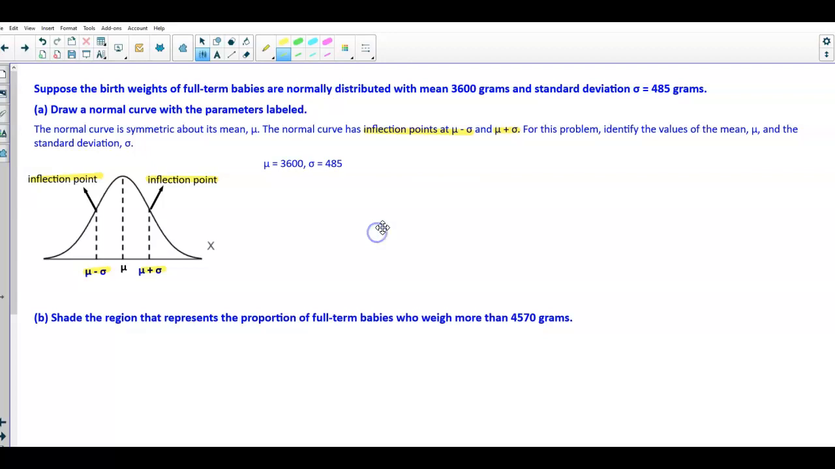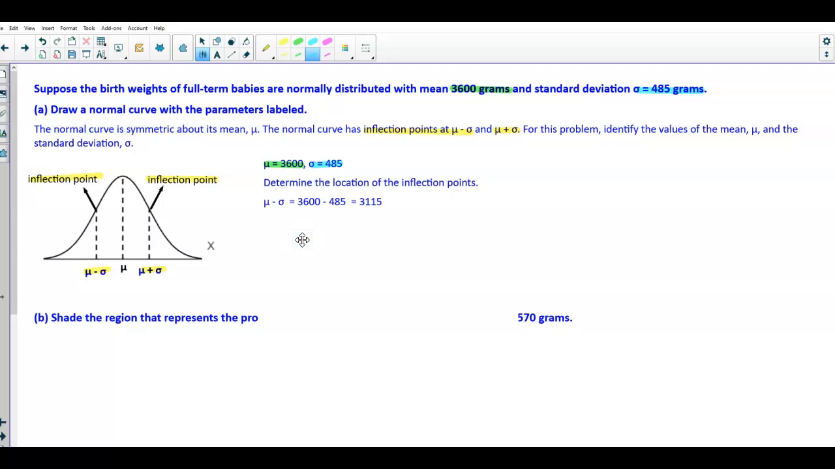So let's identify the mean and the standard deviation. Well, the mean is 3,600 grams, and we can see that the standard deviation is given by 485 grams. Now we're going to determine the location of the inflection points. We take the mean, which is 3,600, and subtract the standard deviation to get 3,115. Then we take the mean again and add the standard deviation: 3,600 plus 485 gives us another inflection point, 4,085.